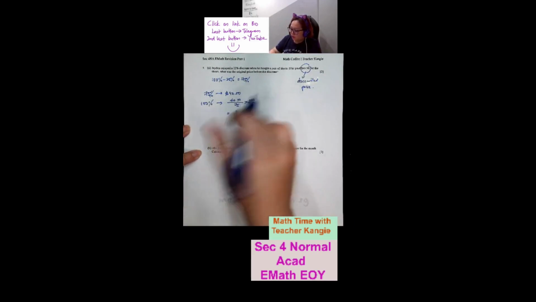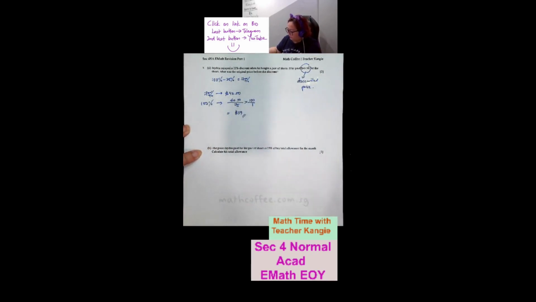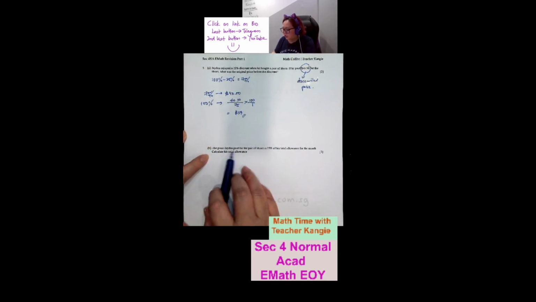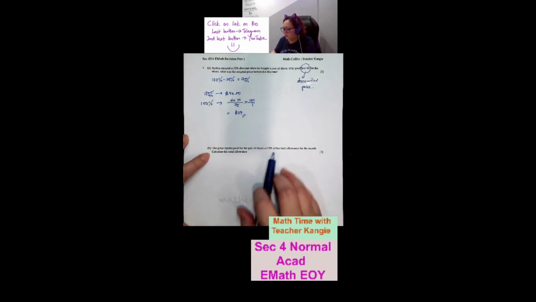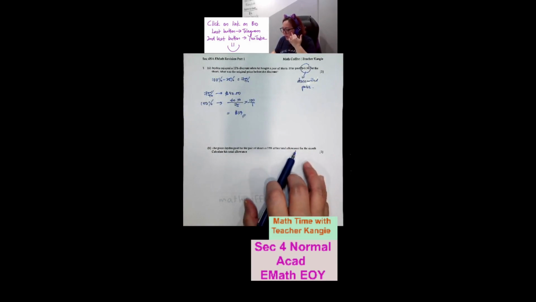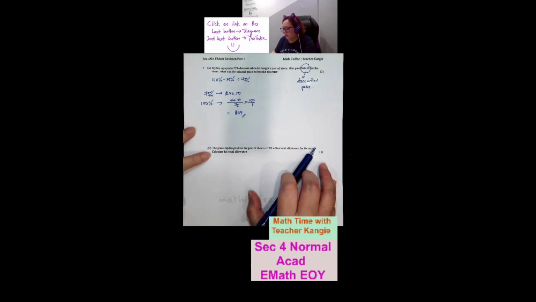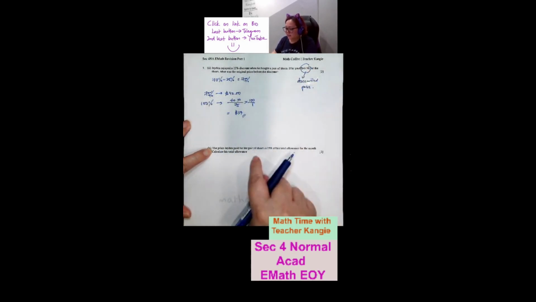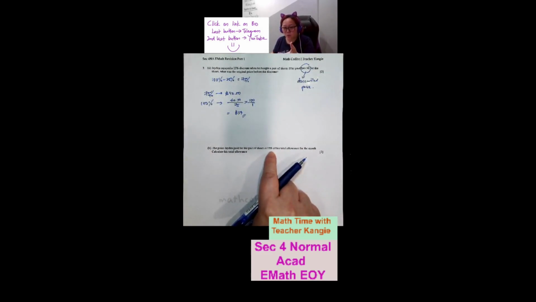Okay, so this is the original price before the discount, $54. Now let's take a look at part B. They say that the price Jaden paid for the pair of shoes is 15% of his total allowance for the month. Calculate his total allowance. So what he has paid for the pair of shoes, which is $40.50, is actually 15% of his allowance.